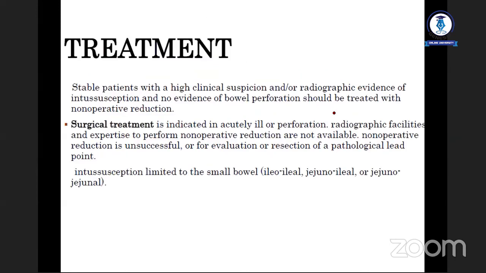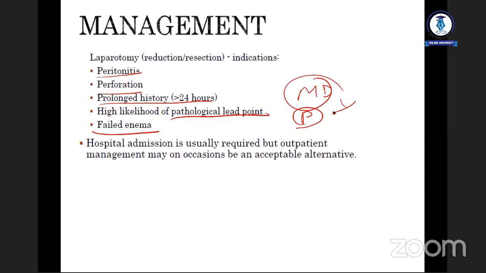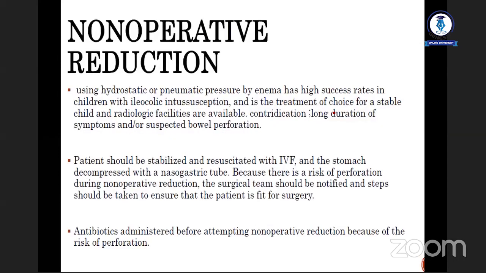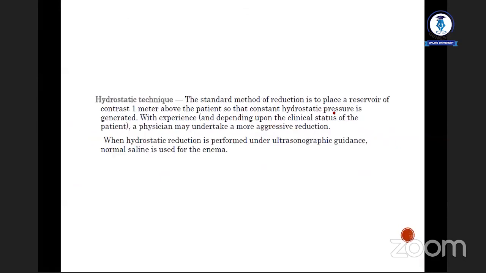So always, if these features are present, or the conservative reduction in the form of air enema, hydrostatic enema, or barium enema has failed and the patient's clinical features are worsening, then go for surgical treatment. In case of surgical treatment, it's usually resection and anastomosis that is done. These are not very important.